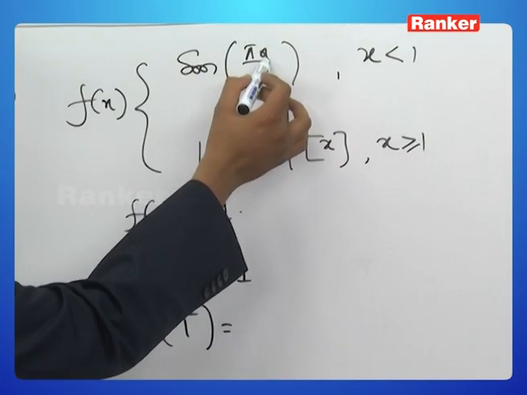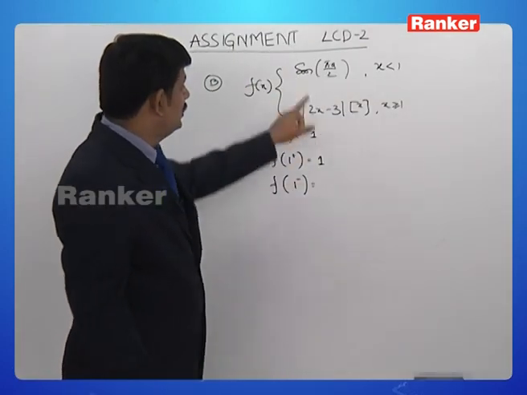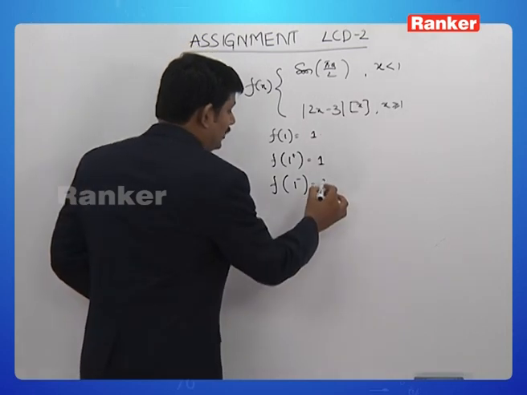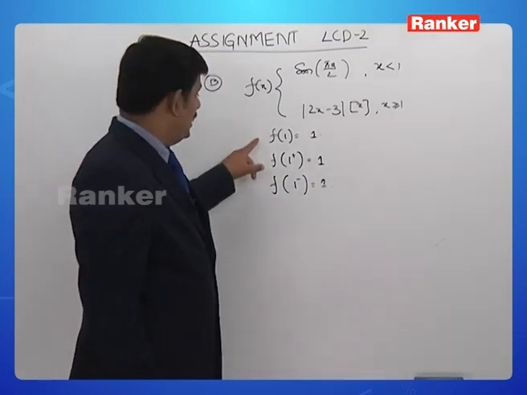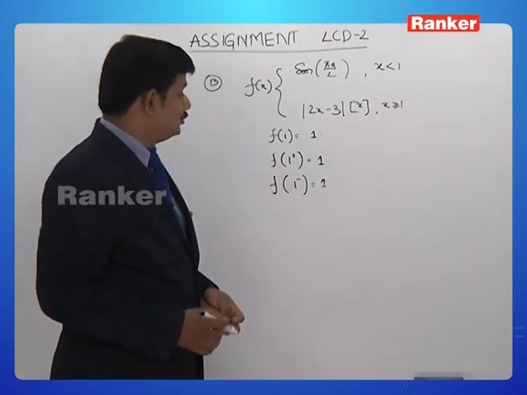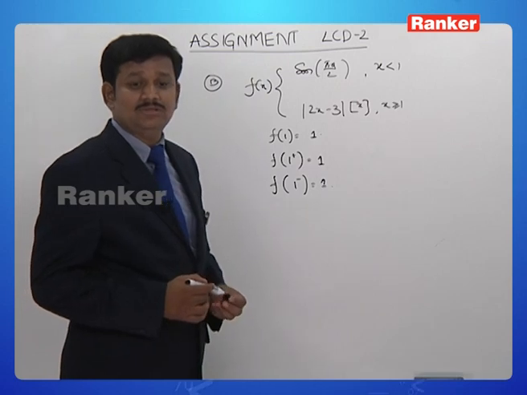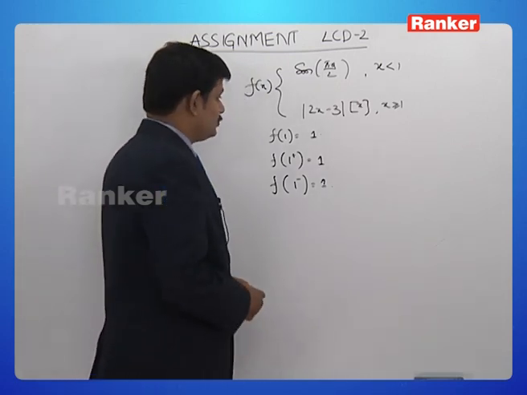So, if x is slightly less than 1, pi x by 2 will be about pi by 2 and sine of pi by 2 is about 1. So, we can see right hand limit, left hand limit and function value are all equal and equal to 1. So, the function is continuous at x equal to 1. Now, let us check the differentiability also.